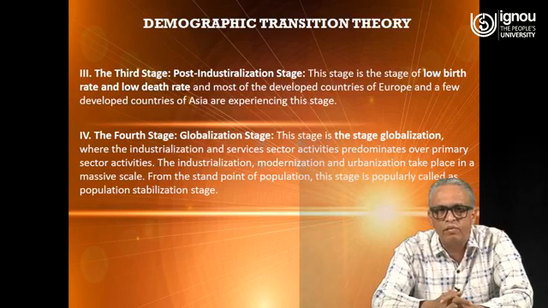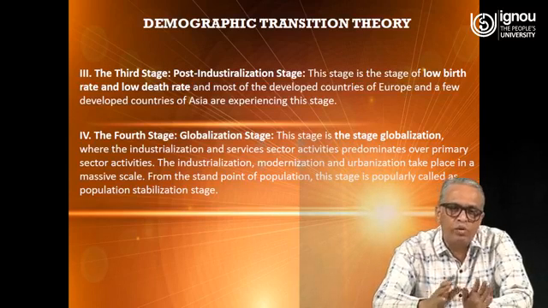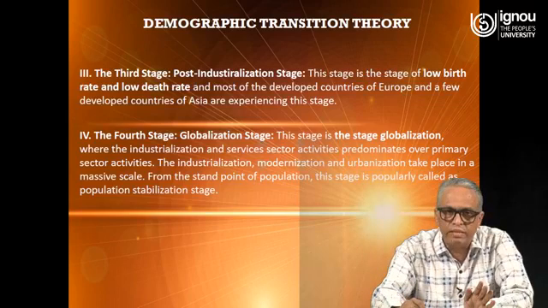And the fourth stage is the globalization stage, and this stage says that we will have stabilized our population. Stabilized population means the NRR, net reproduction rate, must be equal to or less than 2. So with stabilization, even many countries have negative population growth. A country like Japan has negative population growth.